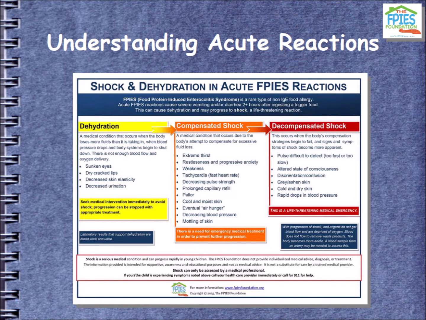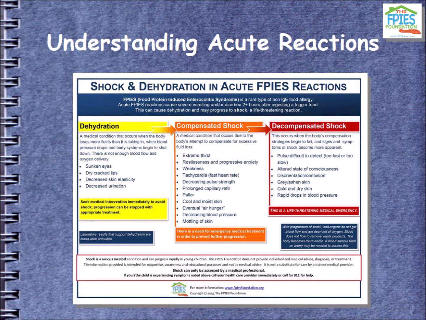We're going to talk more about this in later slides when we talk about developing the safety plan for the children that you have affected by FPIES. And of course, we have our caveat at the bottom. This document is not meant to diagnose any kind of medical condition. This is simply meant to be a guide to help you know what can happen during an acute reaction, what you need to do, and how you need to get that child to immediate medical care so that the medical professionals can take over and help that child.